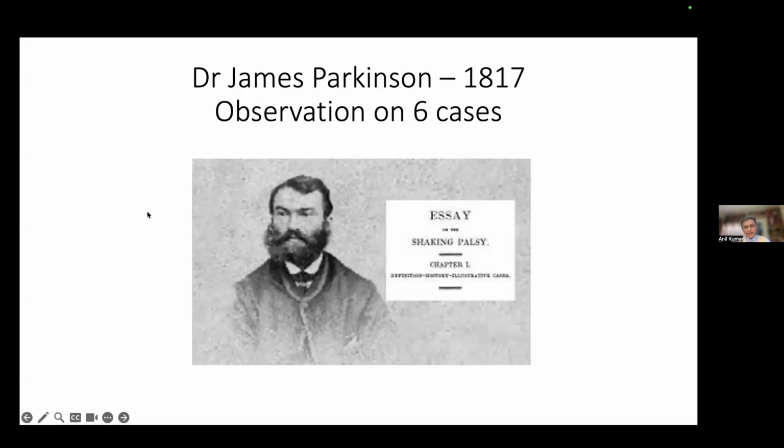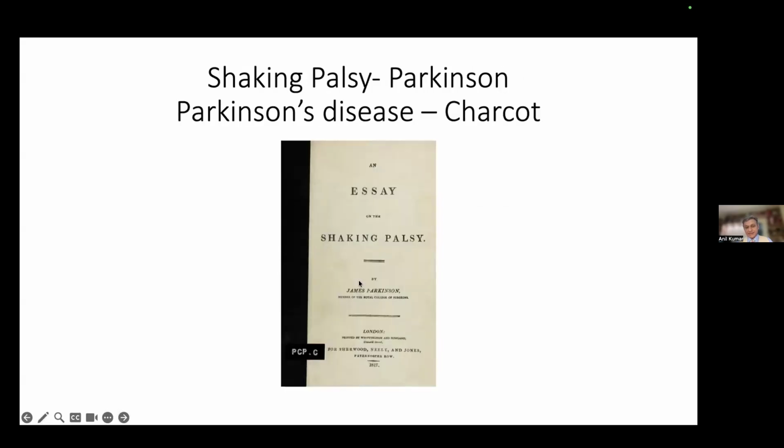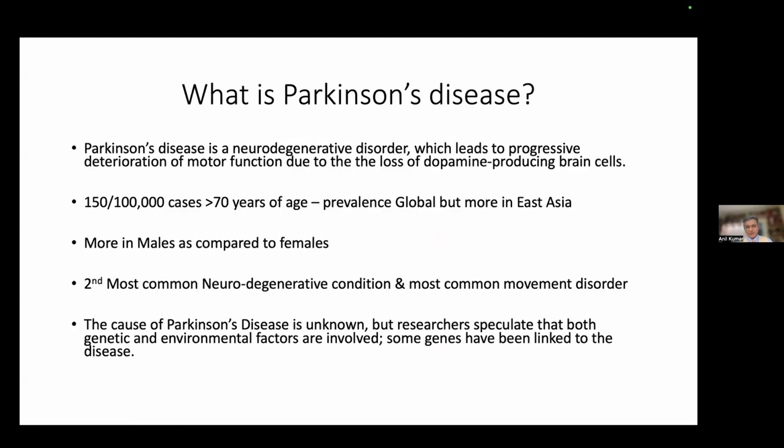I have got a copy of that book in my office, which is just 66 pages, and he put it as shaking palsy. He was thinking of paralysis agitans. The way he has described it captures all the features that we see today. It is a brilliant work. And the name Parkinson's disease was given by Charcot nearly 60 years after his death. And that's the book I was talking to you about.